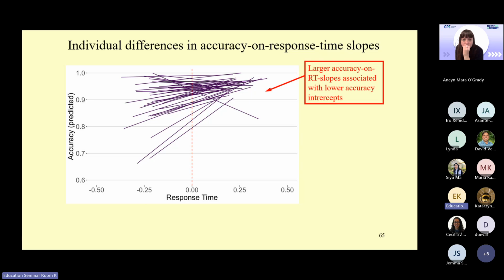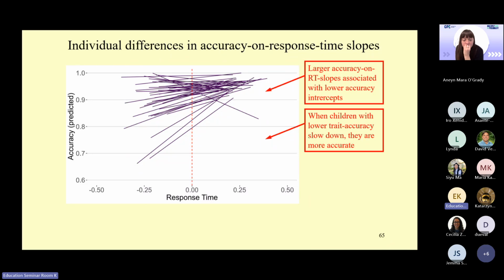So those who are on average doing well, they fluctuated less. And those who on average were less accurate, when these children slowed down, they were more accurate. So when children with lower trait accuracy slow down, they are more accurate.